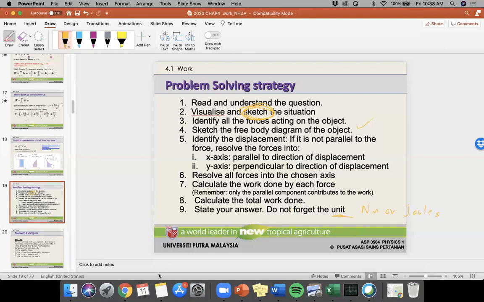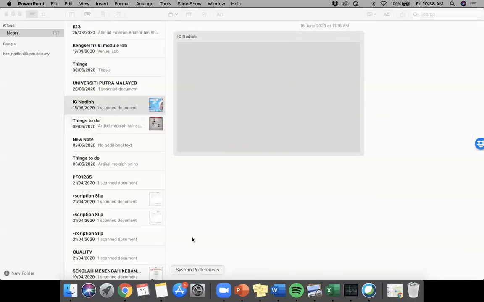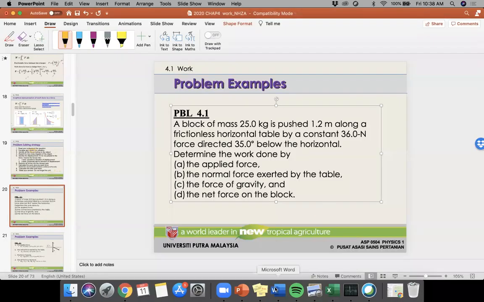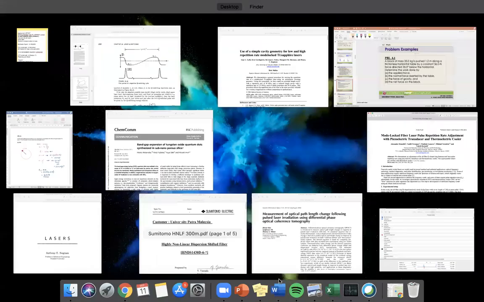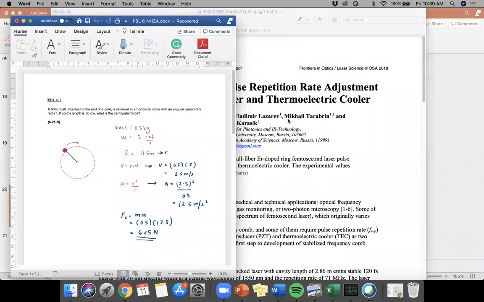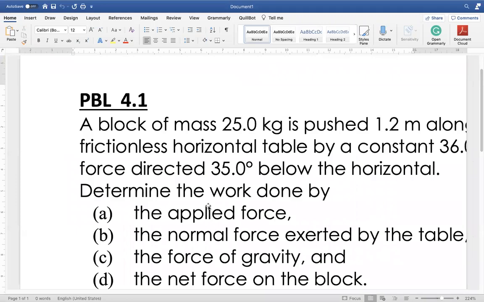Okay, let's do one example really quickly. Okay, let me copy this into a Word document. Funny. Open Word. Everything is misbehaving today. Ah, that one too.